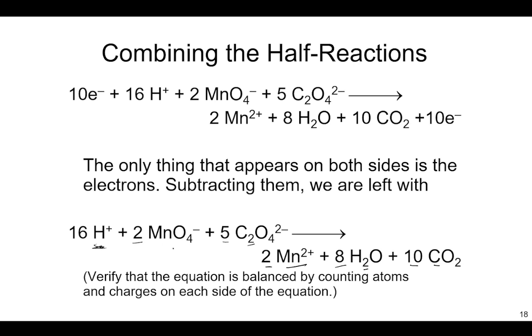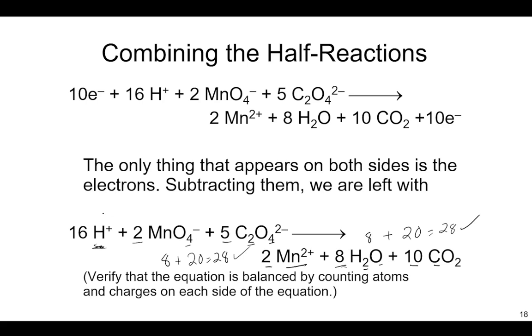Oxygen, well, 2 times 4 is 8. 5 times 4 is 20. So there's 28 oxygens on the left. 8 times 1 is 8, plus 10 times 2 is 20. There's 28 oxygens on the right. So all the elements are balanced.